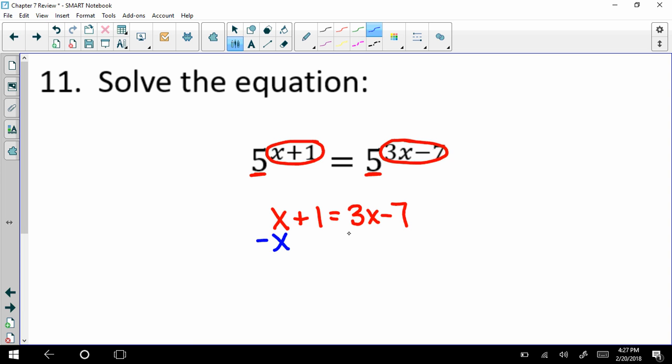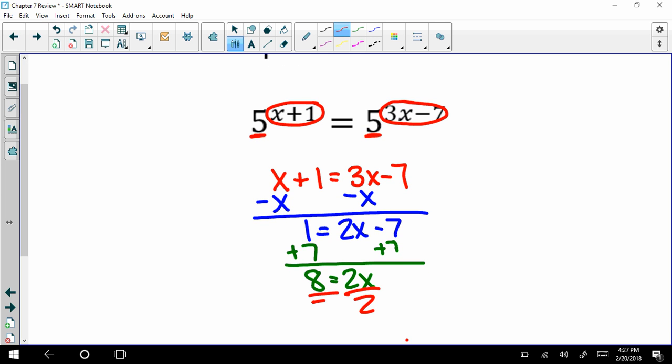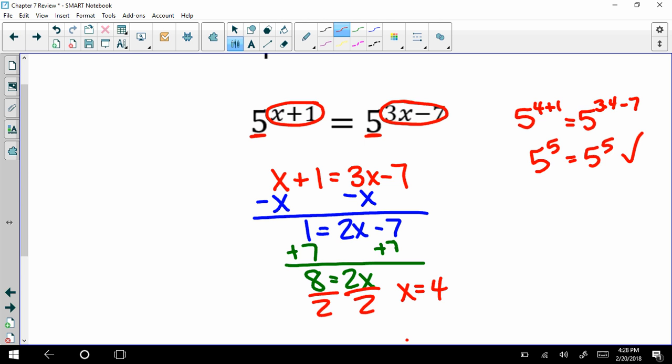Okay, so let's see, minus x. So 1 equals 2x minus 7. Add 7. So 8 equals 2x. So then we divide by 2, so x is 4. Now, not that I'm asking you to show the check, I am going to just check over here. You should at least mentally check it. So that'll be 5 to the 4 plus 1 power. This will be 5 to the 3 times 4 minus 7. So that's 5 to the 5th. That'll be 12 minus 7, which is 5 to the 5th. So it works. Okay, so x equals 4 is the correct answer.